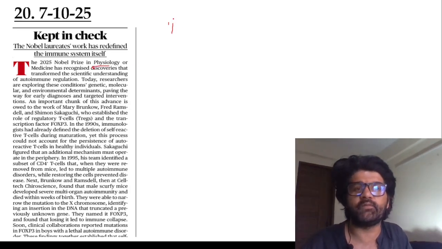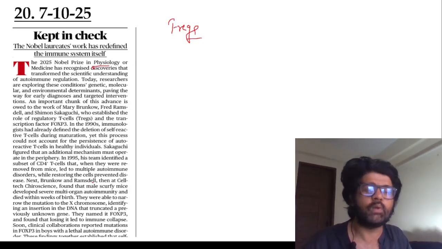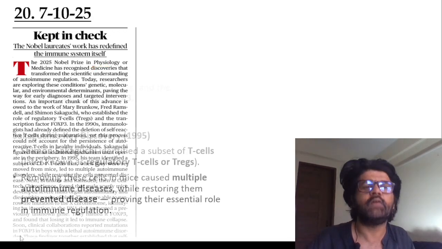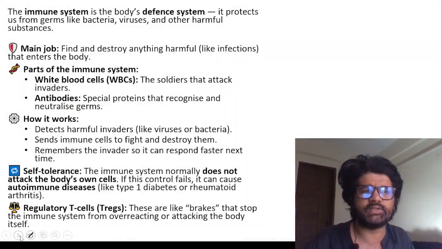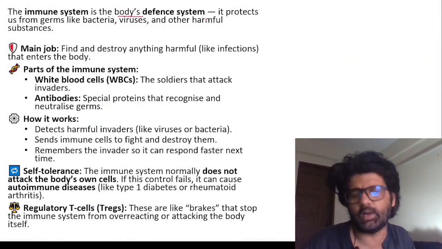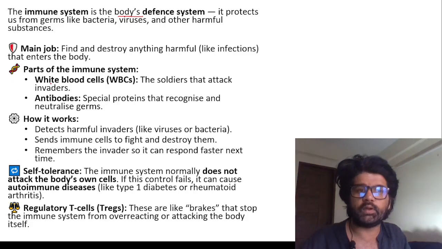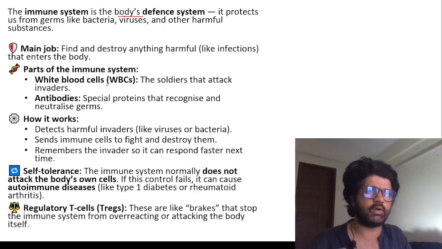So here it has been given for T-Regs, regulatory T cells. What is the basic concept of regulatory T cells? For understanding all this jibber jabber, let's try to understand things in a simpler manner. Immune system, our body defense system. So what are the parts of the immune system? What is this body defense system?